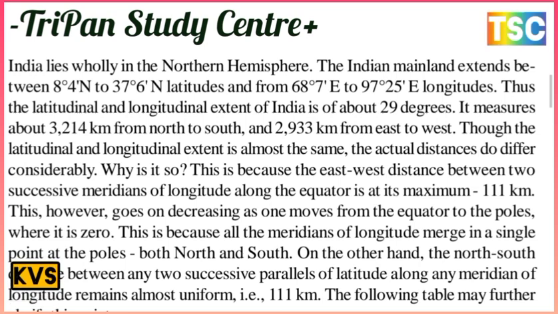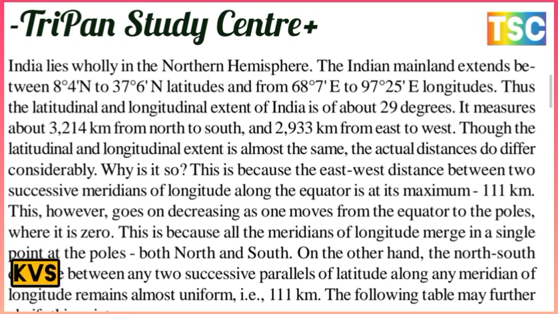It measures about 3,214 kilometers from north to south and 2,933 kilometers from east to west. Though the latitudinal and longitudinal extent is almost the same, the actual distances differ considerably. Why is it so? This is because the east-west distance between two successive meridians of longitude along the equator is at its maximum, 111 kilometers, and this decreases as one moves from the equator to the pole, where it is zero.